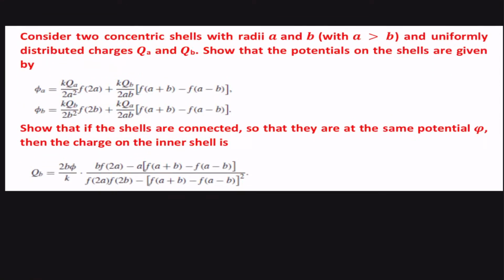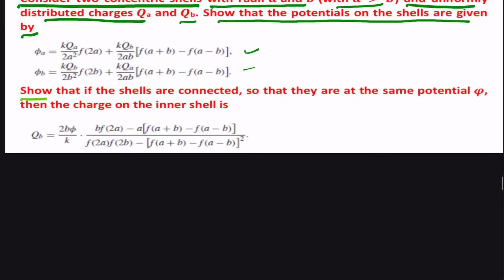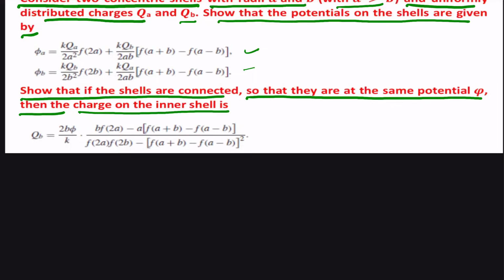So it states: consider two concentric shells with radii A and B, with A greater than B, and uniformly distributed charges QA and QB. Show that the potentials on the shells are given by these two equations. And part B: show that if the shells are connected so that they are at the same potential phi, then the charge on the inner shell is as given. So in this case, we are given that we have two shells.